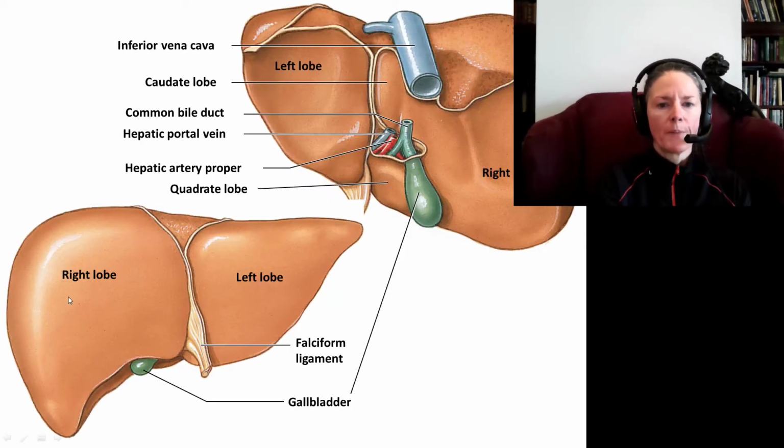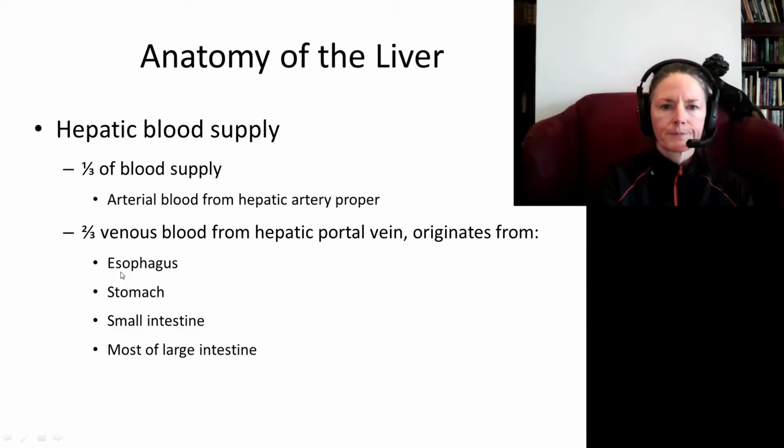We have our right lobe and our left lobe, and we can look at it underneath as well. Then you can see the other two lobes. You can see the quadrate lobe anteriorly and the caudate lobe, caudate meaning tail, being posterior, and you can see our gallbladder right here. Here's our falciform ligament. You can see it here as well. And that shows you the anatomical organization of the liver.